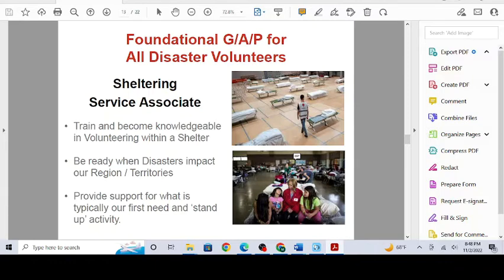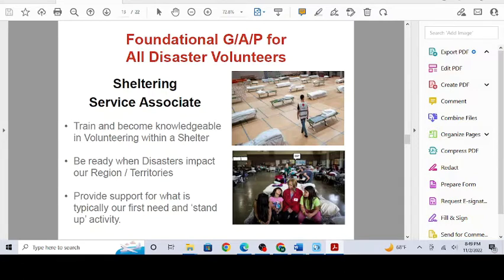One of the things that we ask people to be trained in is something called a sheltering service associate. We're asking everybody to be trained as a sheltering service associate. Now, I should mention that if that's an activity you have absolutely no interest in, that's perfectly fine. Then think of it as learning more about a particular activity that the American Red Cross does, a major activity of the American Red Cross.